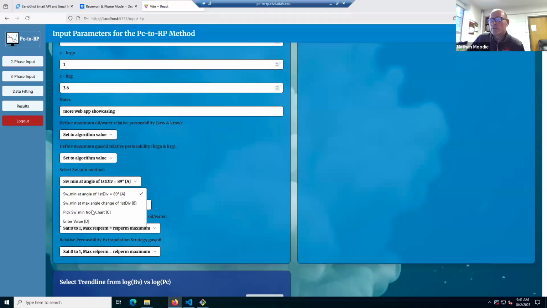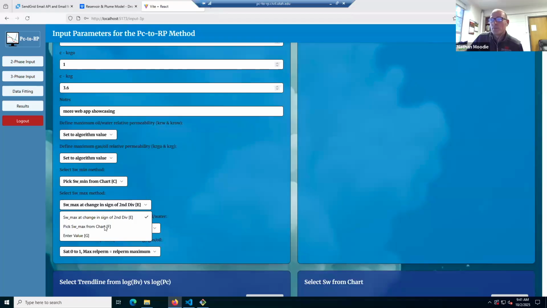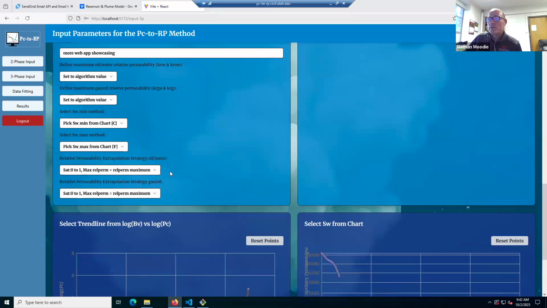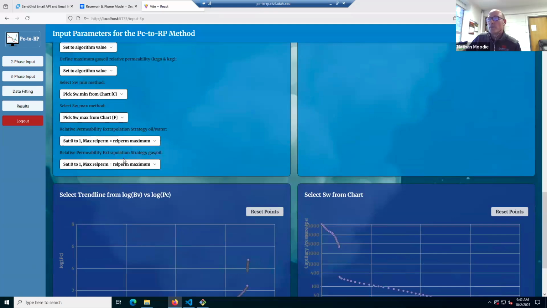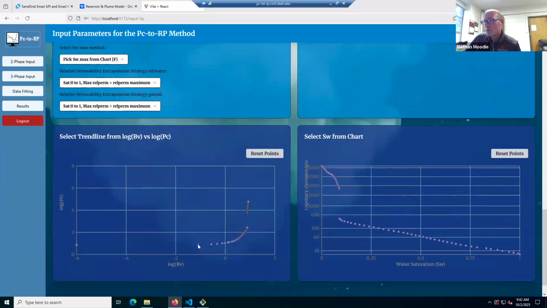Here, let's highlight the chart. So we'll pick the chart for both of these, and we'll go ahead and select the data from the chart. And we'll leave this as whatever the algorithm picks. So we'll pick our curve here. And then we need to pick our 2 points.